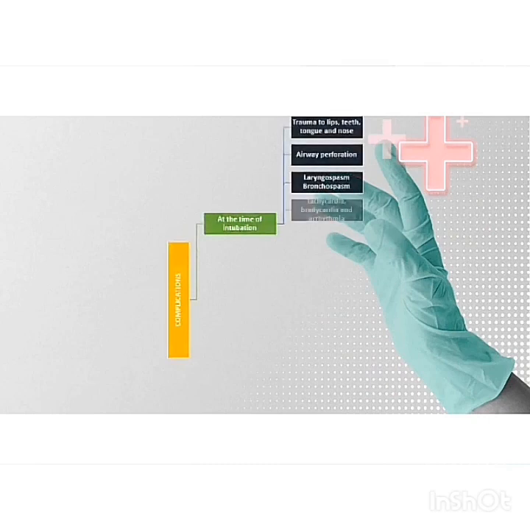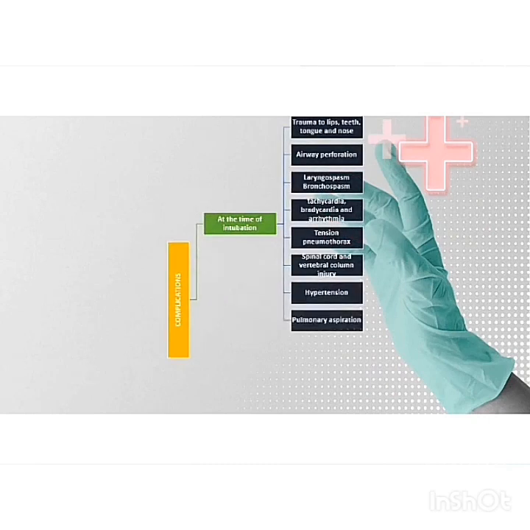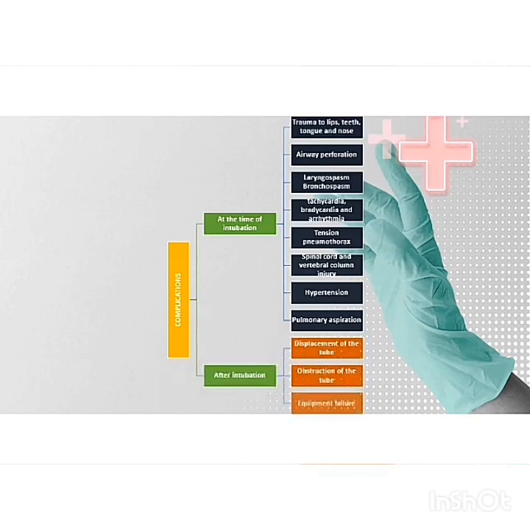Complications of intubation can occur two times: first, during intubation, or second, after intubation. At the time of intubation, the following complications can occur. First, trauma to the lip, teeth, tongue, and nose. Airway perforation, laryngospasm, bronchospasm, tachycardia, bradycardia, arrhythmia, tension pneumothorax, spinal cord and vertebral column injury, hypertension, pulmonary aspiration.